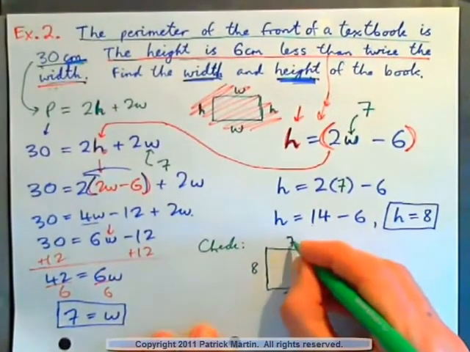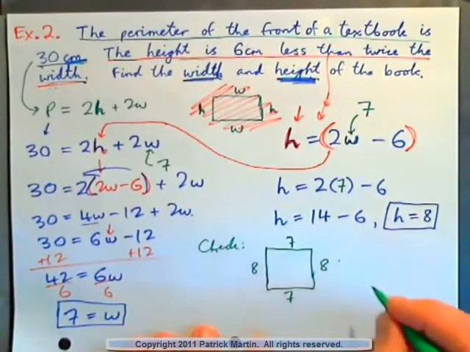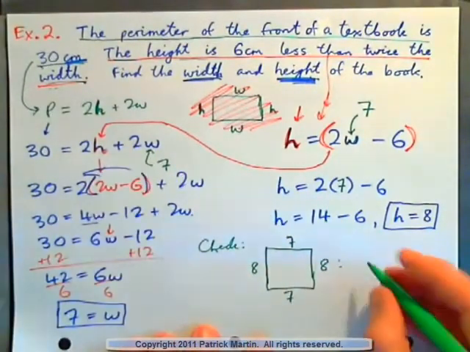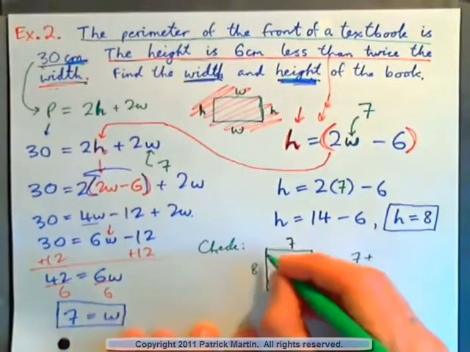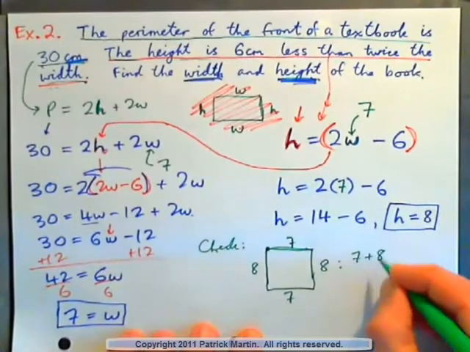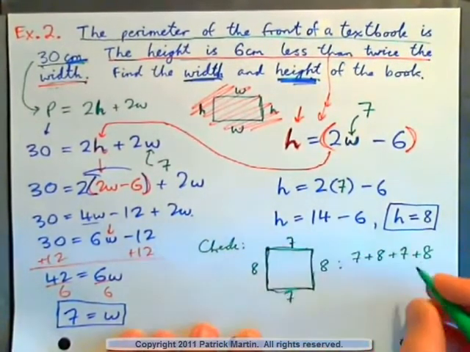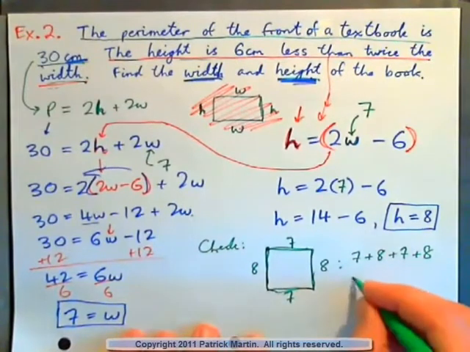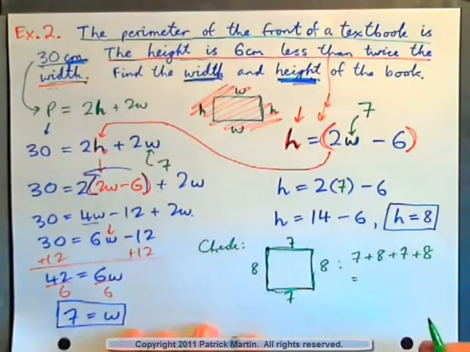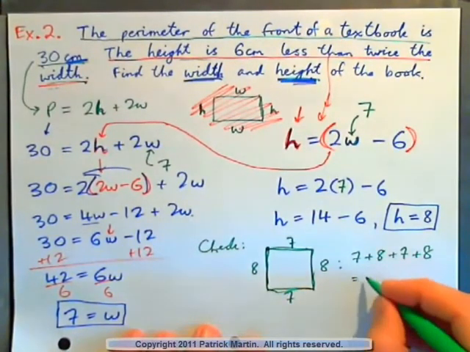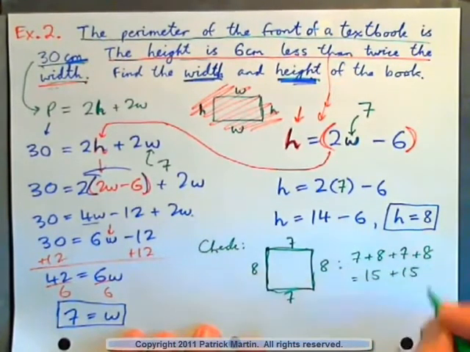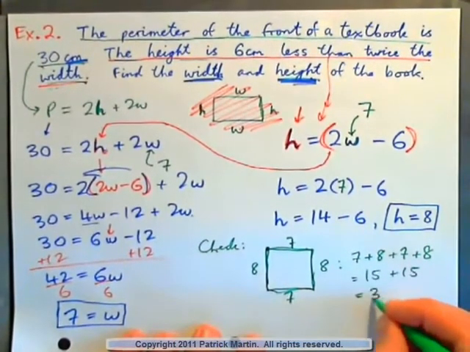So always check your answers in your homework. And the perimeter should be 30, so I should have 7. If I take this length, plus 8, plus 7, plus 8, this is all the way around the outside of the textbook, should be equal to 30. So I'll add these together and I have 15 plus 15, and that does indeed equal 30, okay?